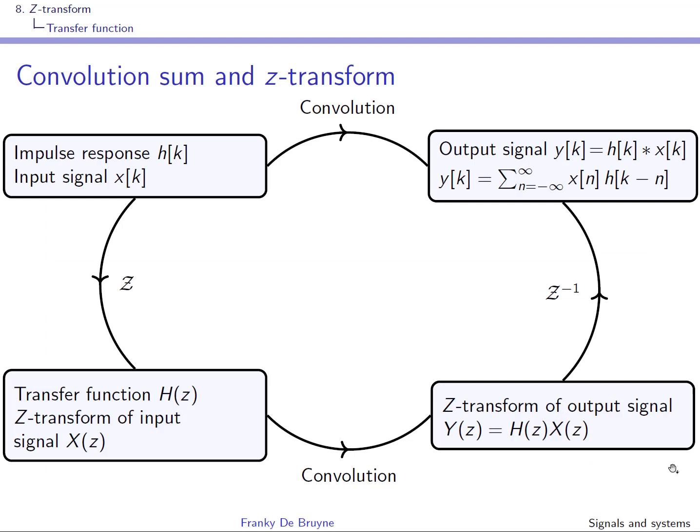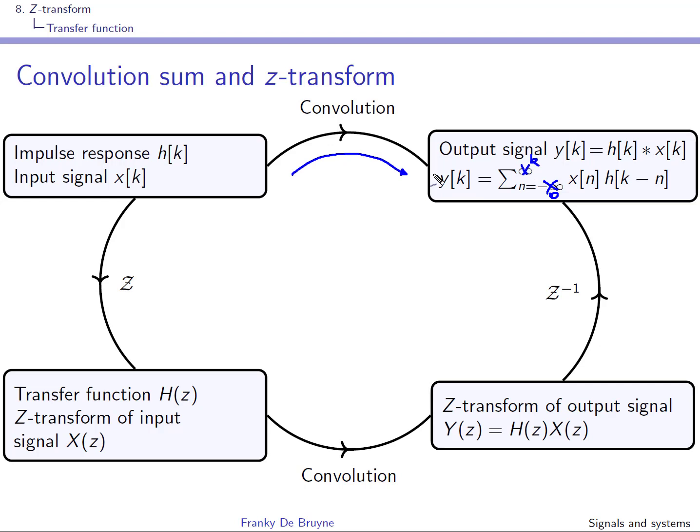Well, we can represent this visually. So remember that if we are given the impulse response of the system and the input signal, we can obtain the output signal by remaining in the discrete time domain and computing this convolution sum. And remember that if the impulse response and the input signal are both causal, you can replace the bounds by 0 and k. So this is one approach.